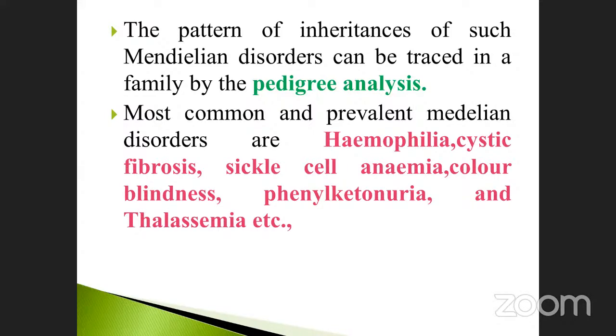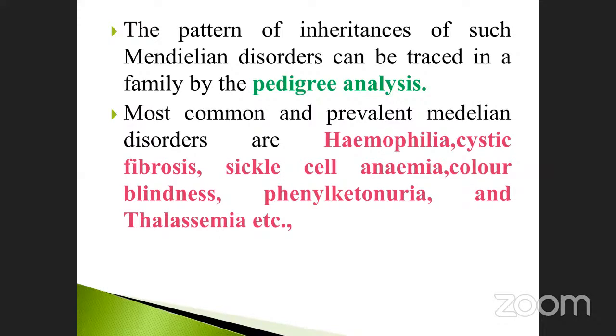The pattern of inheritance of such Mendelian disorders can be traced in a family by pedigree analysis. Suppose any one of the parents or grandparents suffered from a disease caused by a particular gene or recessive gene on the X chromosome, or whether it may be a Y chromosome, whether dominant alleles or recessive alleles. How can you identify? Mendelian disorders can be analyzed and traced out by pedigree analysis.